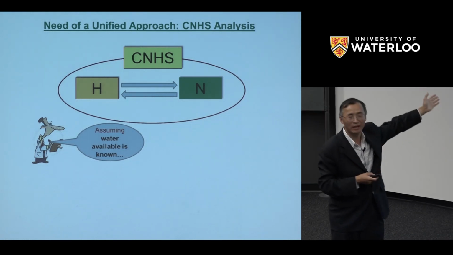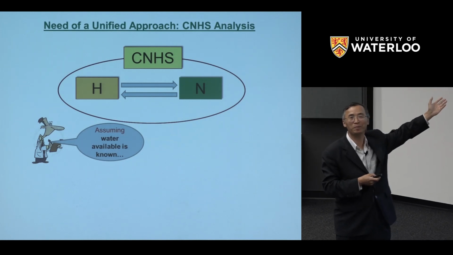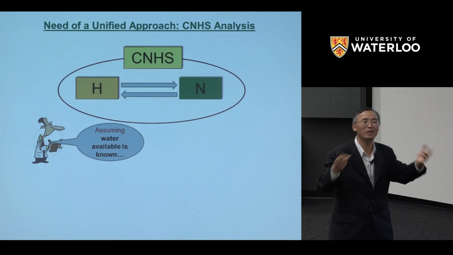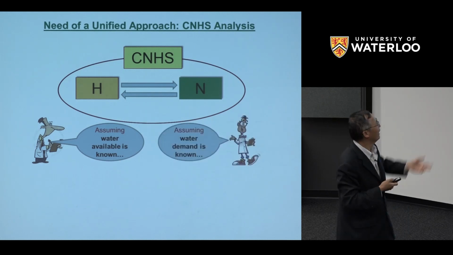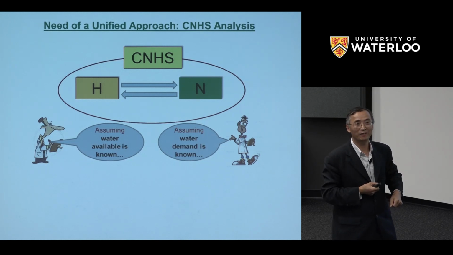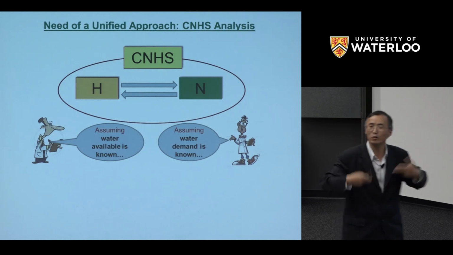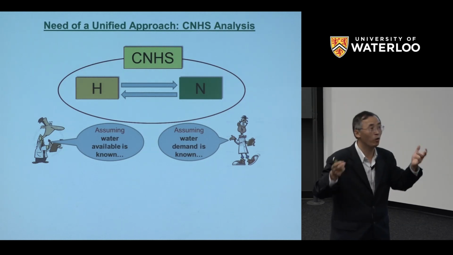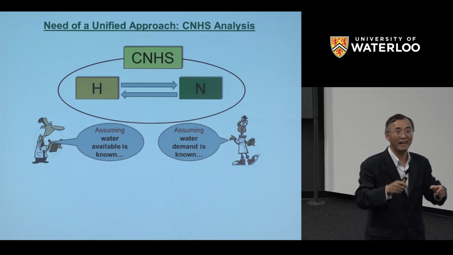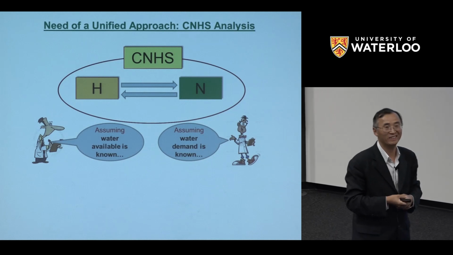On the human side, we usually just assume water availability is known. To some degree, we know water availability, either deterministic or stochastic. And on the hydrology side, the physical side, we also assume water demand is known. So this is what we did in the history of water resources engineering. Assuming we know the water demand, then we design a reservoir, we design a water diversion project.